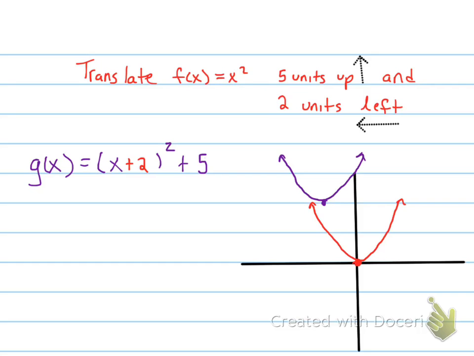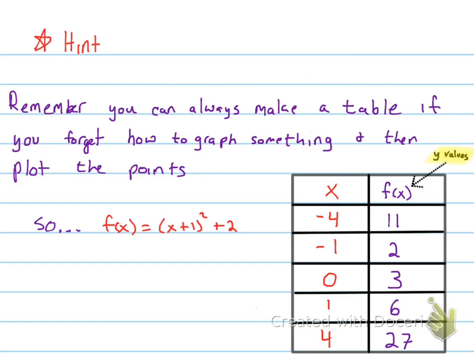And if it doesn't, you can use this trick, which is this. Remember, you can always make a table if you forget how to graph something, and then plot the points, and then figure out kind of where it's being translated. So if I gave you f of x equals x plus 1 squared plus 2, you could take all these x values, find out what pops out. Remember, f of x, that's really the y values, and go plot this and kind of see where it goes, and then you should be able to kind of guess what the transformation is.